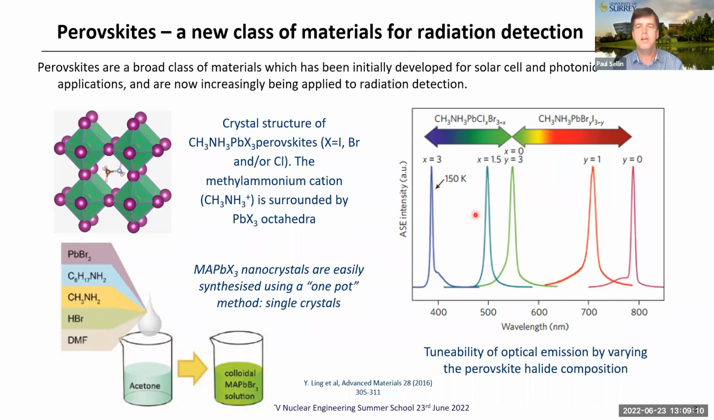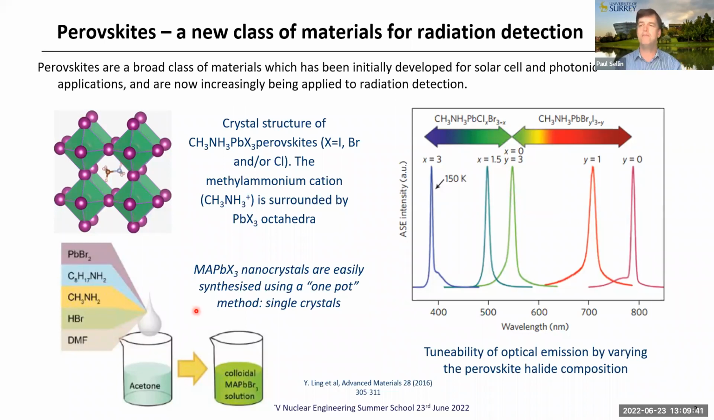So in terms of lead halide perovskites for radiation detection, most of the work has typically been done with bromine, which is emitting around 520, 550 nanometers. Now, the other thing that's interesting about perovskites is that they can be grown using quite simple methods. So this was a famous paper in 2016, which claimed nanocrystalline synthesis using a simple one-pot method.